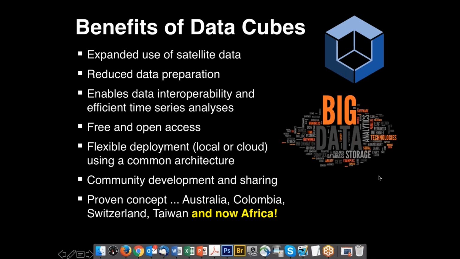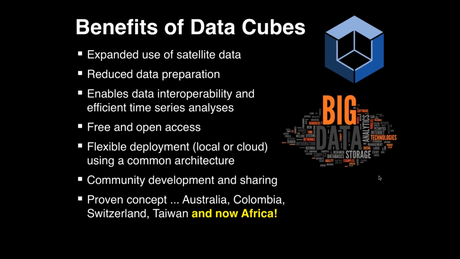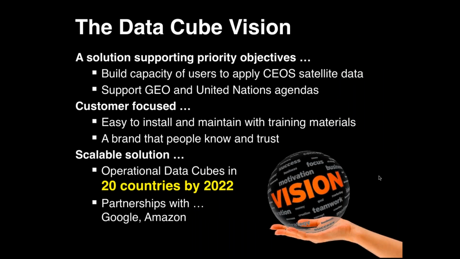Everything we're doing with the data cube is free and open access. As I said, it's open source software. Flexible deployment. We can put the cube, as we have for your case, in the cloud, but it could be done locally as well. And it's proven in a number of countries right now, and certainly now in Africa. So our vision was to build capacity across the world to use our satellite data from all these agencies. United Nations and GEO, they're all quite interested in this. We want the data cube to be something that's easy to use, maintain, and to train people on, and that's why we're doing this training now. And it's a scalable solution because we want to be able to go into many countries, and we're developing partnerships with people like Google and Amazon.